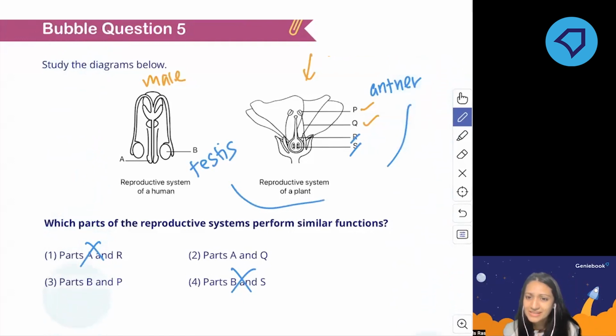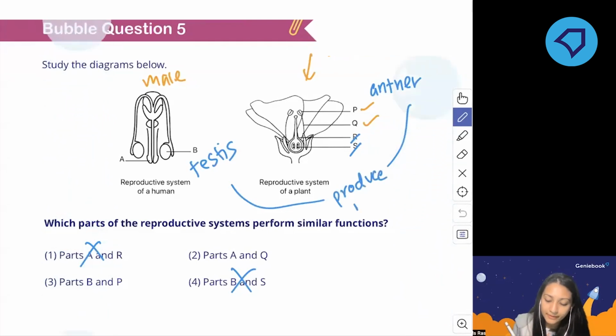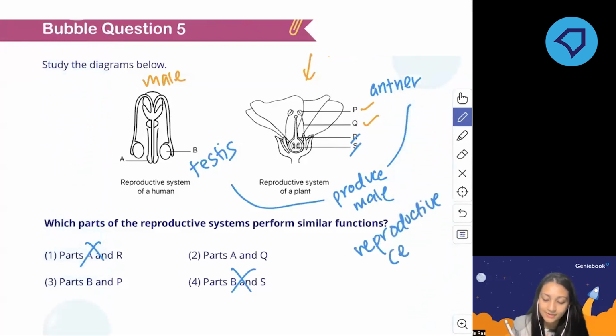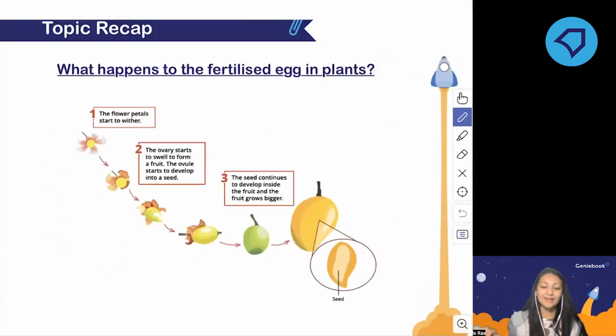Make which type of cell? The male reproductive cell or the male sex cells? Yes, so both of them produce male reproductive cells. That's why the answer is 3. For those who didn't get it correct, this is a learning point. I hope you understand. All right, let's move on to the next part.